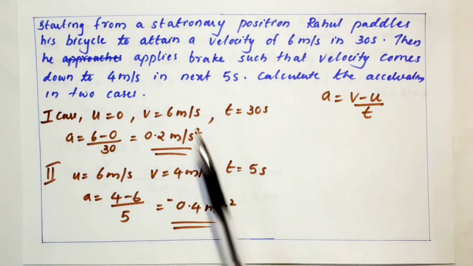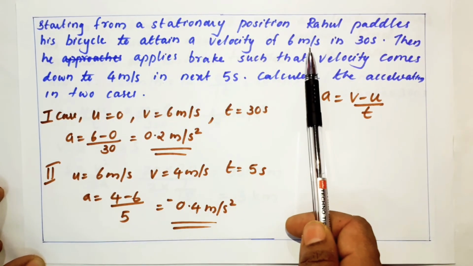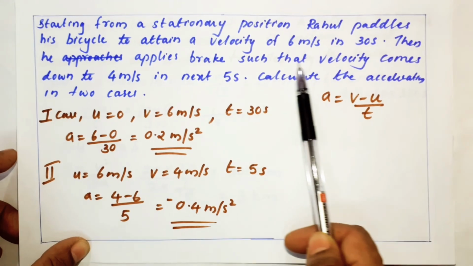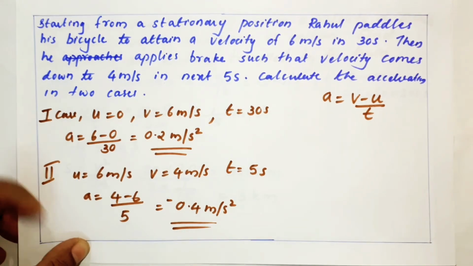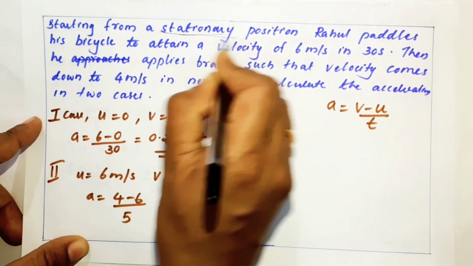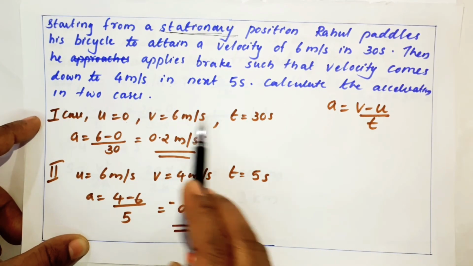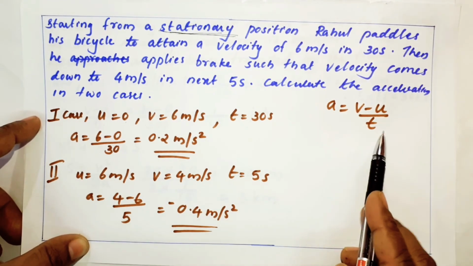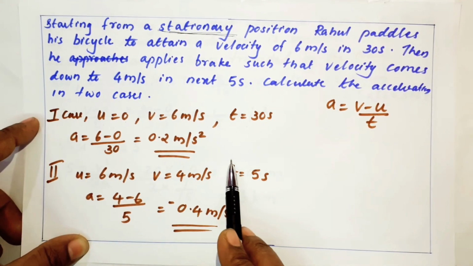Next question. Starting from a stationary position, Rahul paddles his bicycle to attain a velocity of 6 meter per second in 30 seconds. Then he applies brakes such that velocity comes down to 4 meter per second in the next 5 seconds. Calculate acceleration in two cases. Remember, starting from stationary means initial velocity is 0. First case, u is 0, v they gave 6, time is 30. Find acceleration. Equation: v minus u by t, 6 minus 0 by 30, 0.2 meter per second square.